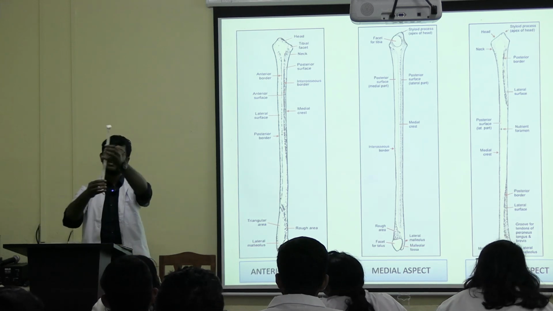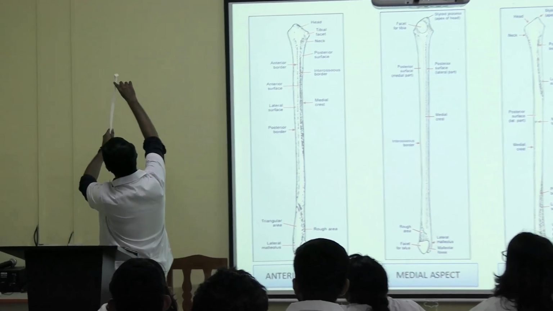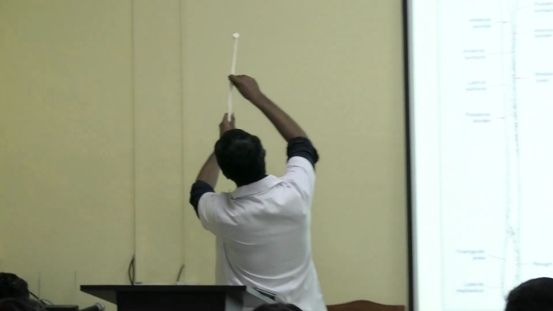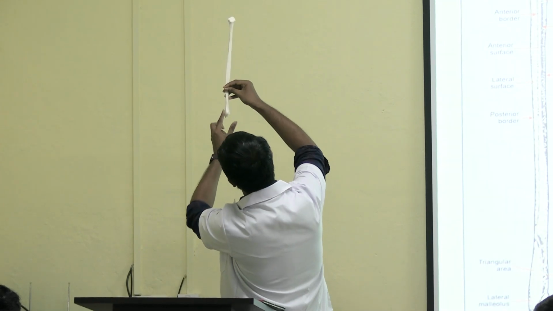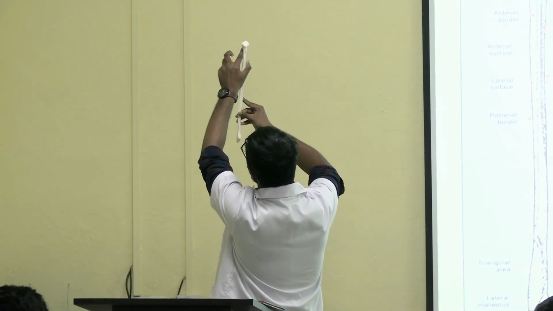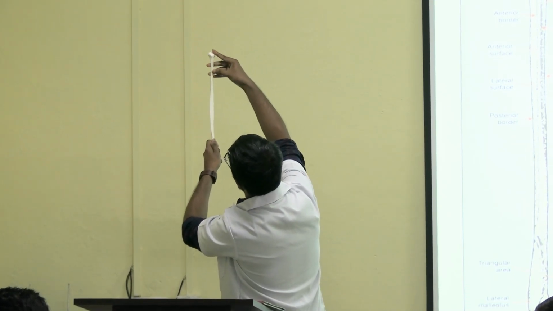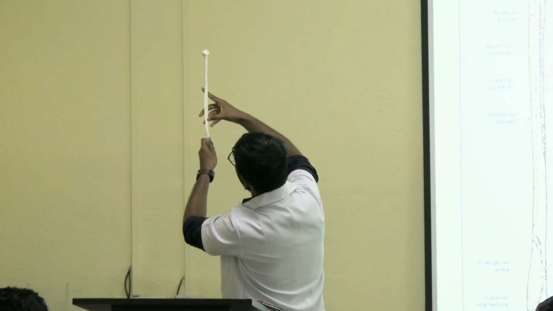How to see it in this bone? If this is the right sided bone, see, this is the anterior border coming like this, going downward. Just above the lateral malleolus, this is the anterior border, and just adjacent to this there is the interosseous border. This one is the interosseous border.